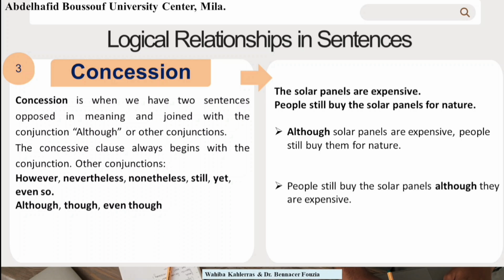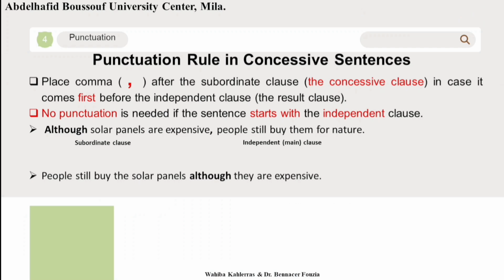When I use the second group of conjunctions, although, though, and even though, here I can either start with the subordinate clause in the beginning or leave it second to have the conjunction in the middle.